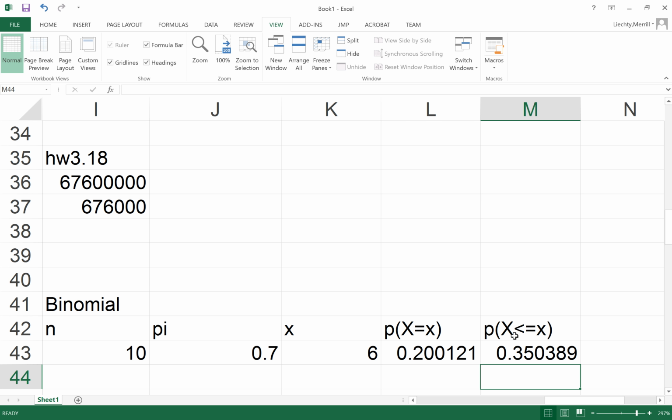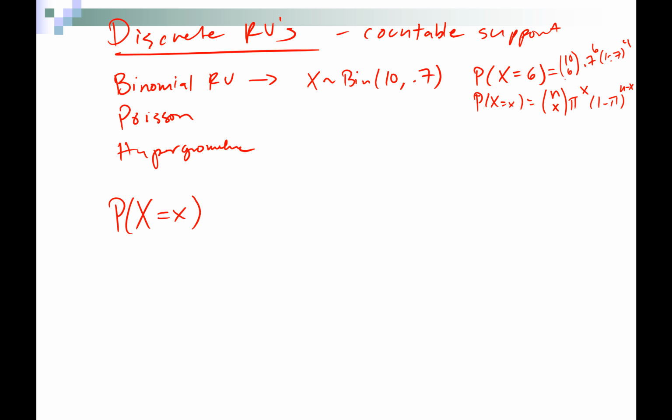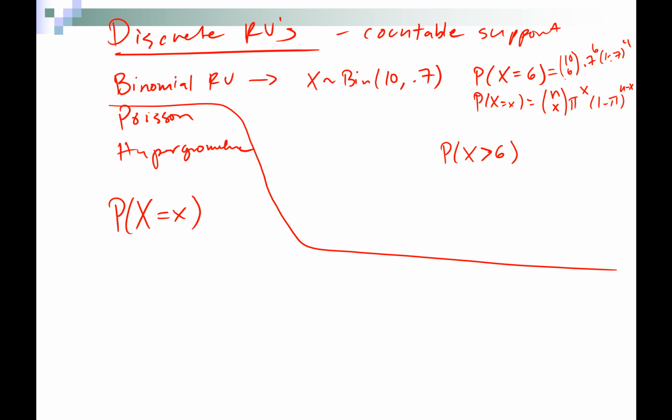All right, so this notion of the cumulative probability is really important. You're going to make sure that you understand this. It comes in very handy. It doesn't matter what distribution you're dealing with, Poisson, hypergeometric. I'm going to refer you to the videos on those. But if I wanted to know what's the probability that x is greater than 6, how would I find that? Well, that's 1 minus the probability that x is less than or equal to 6.